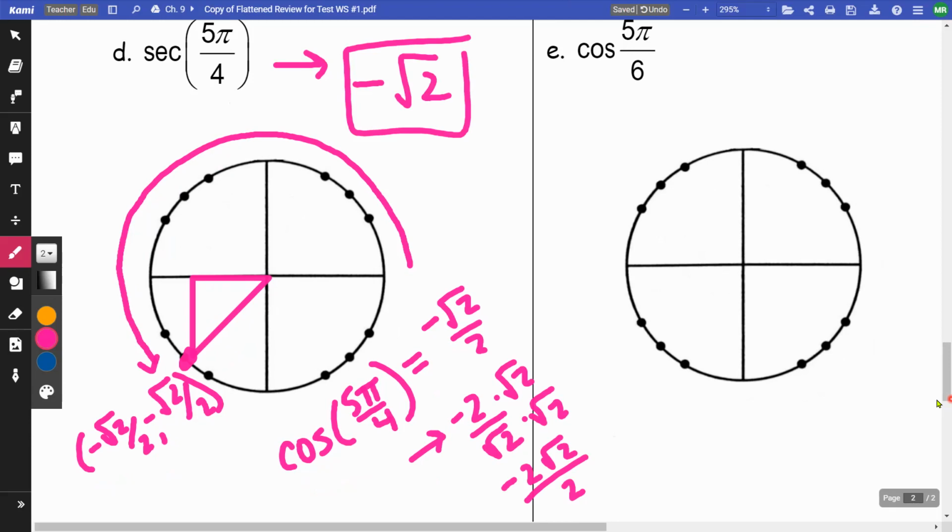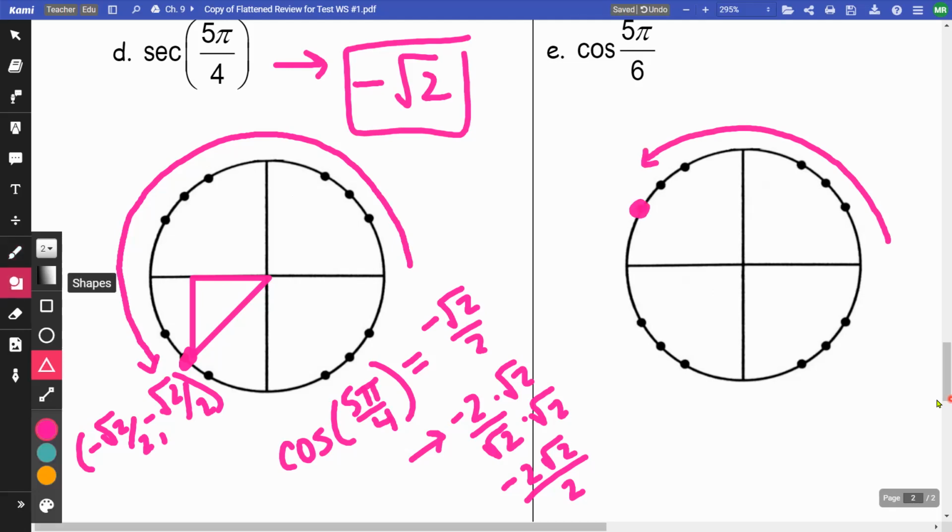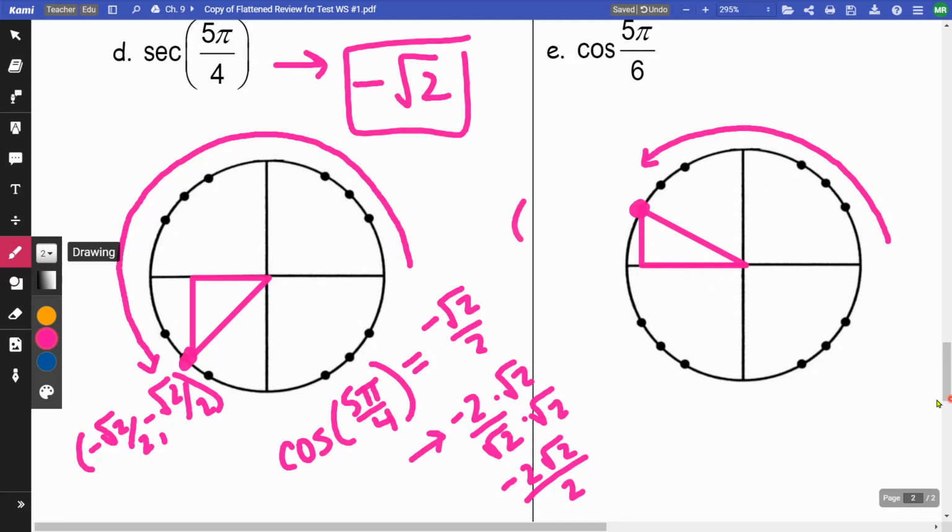On the next one, 5 pi over 6. I haven't quite made it all the way around the circle. I'm going to be right here. So this is where I'm at. Now the coordinates of this are going to be long, but negative. So -√3/2, comma, short. Cosine is your x. So my answer is -√3 over 2.